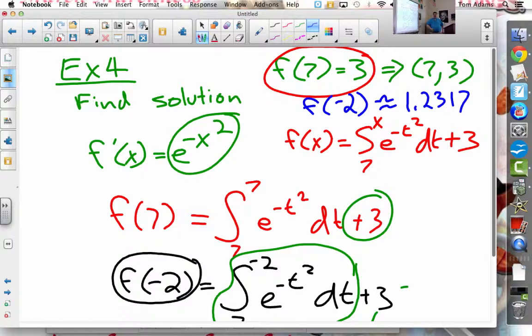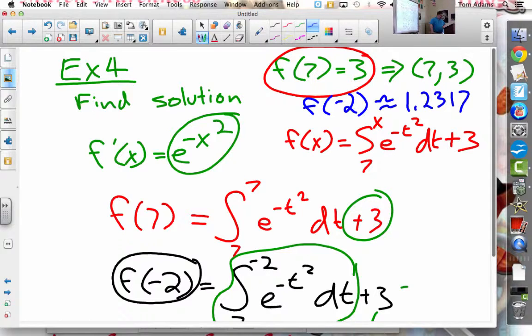Example 4 wants us to find the solution of the differential equation f prime equals e to the negative x squared. Now, the truth of the matter is that it's not easy to find. There's some chain rules, and we have e to the x. That's not an easy function to find the derivative of. So one way that we could do it is take the antiderivative, and I'll show you that later. For now, let's just assume that it's too hard for us to do.